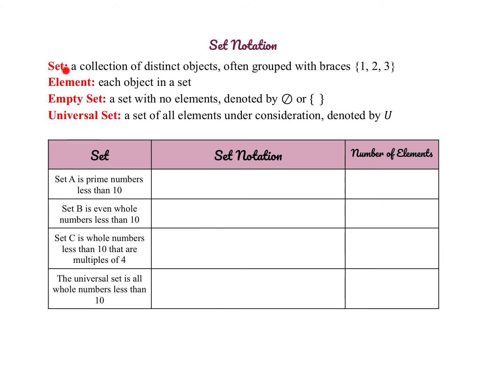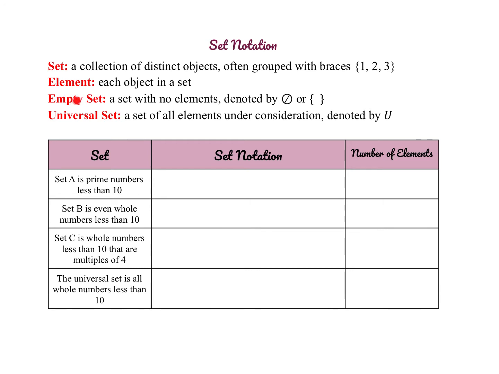So first, it's important to know what a set is. A set is simply a collection of distinct objects, and it's often shown with braces. Braces like this, and this would be the set. This set has the numbers 1, 2, and 3. An element is each object in the set. So 1 is one of the elements, 2 is an element, 3 is an element.